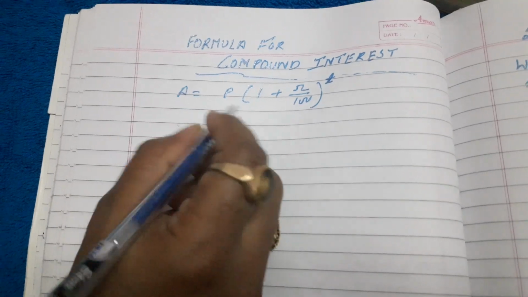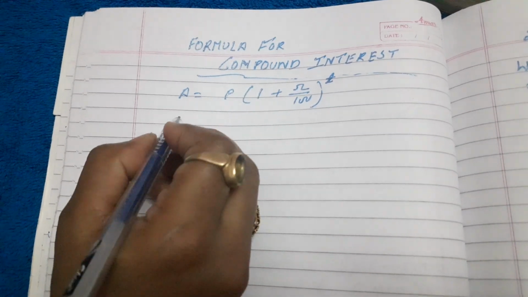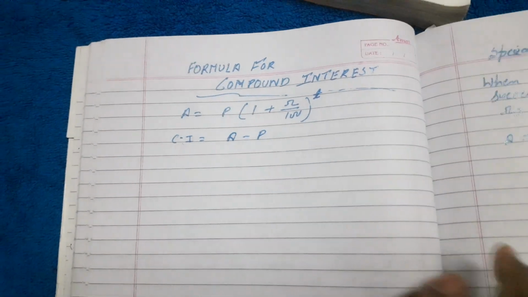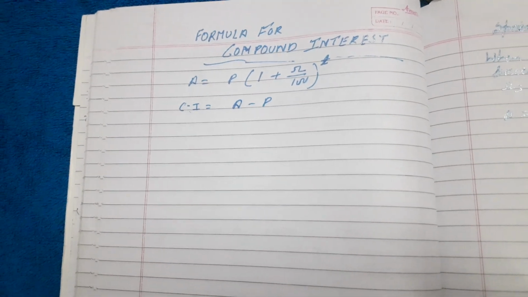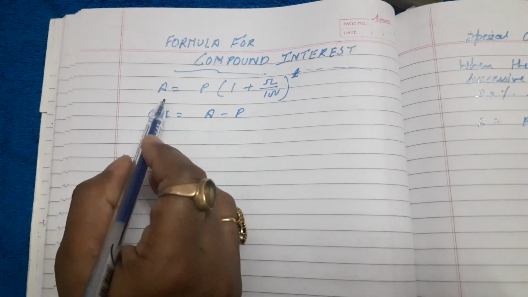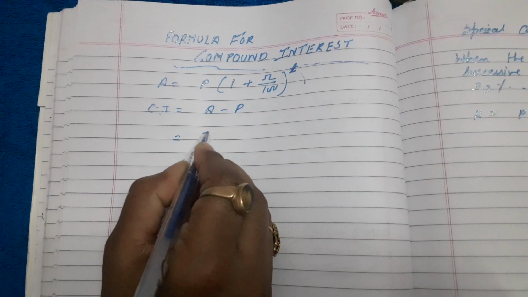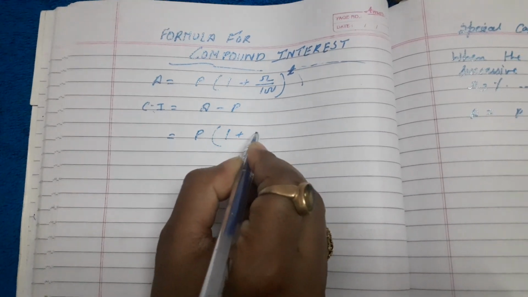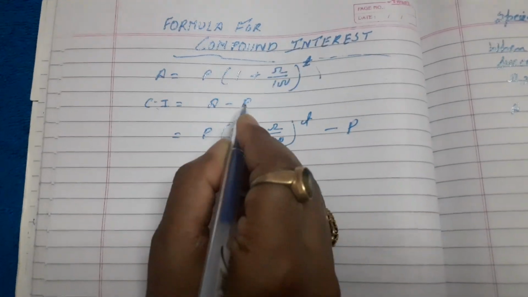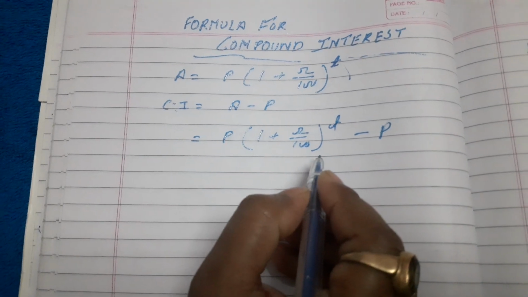When we solve the sum using this formula, we get the value of A. We know that compound interest is amount minus P, right? If we want to solve directly without getting the value of amount, what can we do? I'm putting the value of amount here. So what is the scenario? P into (1 plus r by 100) to the power t, minus P. This P is this one, and for A I have written this formula. I hope it is clear.